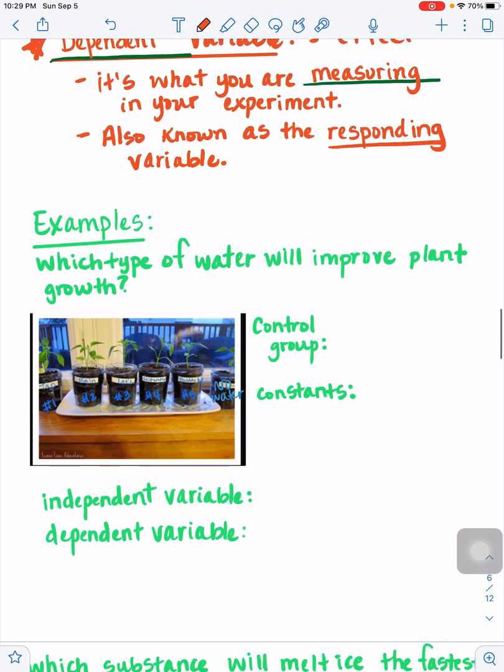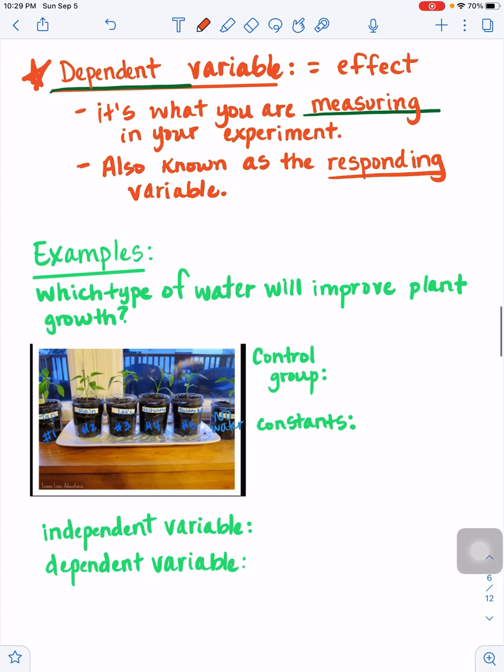Okay, so let's do some examples. This particular one is: which type of water will improve plant growth? So you have the same type of plant in the same kind of container, same amount of soil and so forth, but you're just wondering which type of water. And we have tap water, rainwater, lake water, salt water, bubble water, and then no water. So which one of these would be considered the control group? The one that you're not doing anything different to, where you're collecting your baseline data, and that would be the group that gets no water. Because you're trying to pick out what type of water is going to affect plant growth.